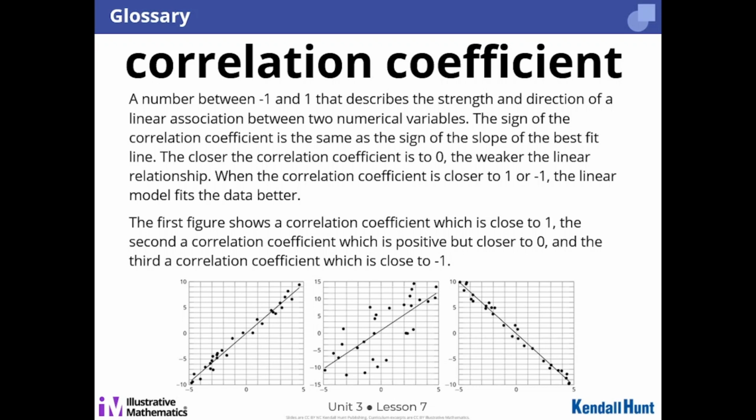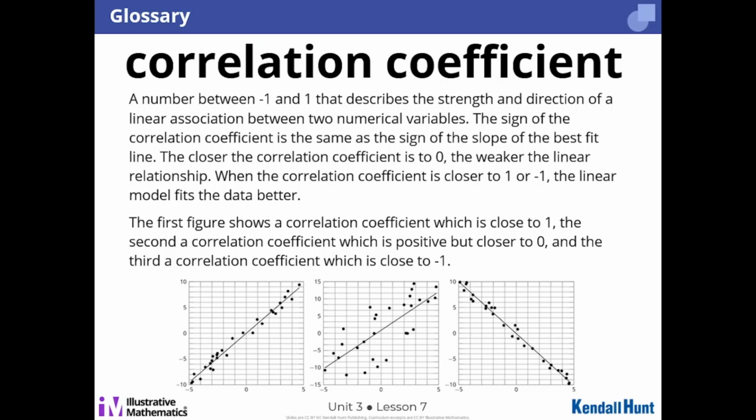The second picture here in the middle is still going up from left to right, but we can see that the points on the scatter plot are much more spread out. So a correlation coefficient for this would be further away from a 1 and closer to the 0 end.